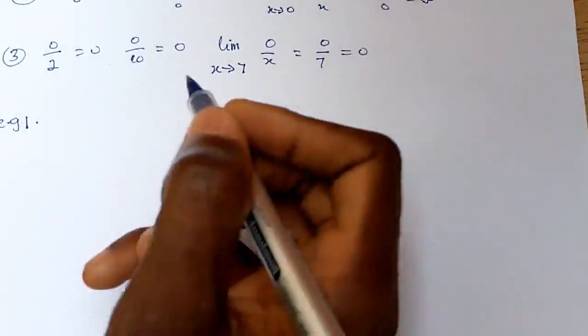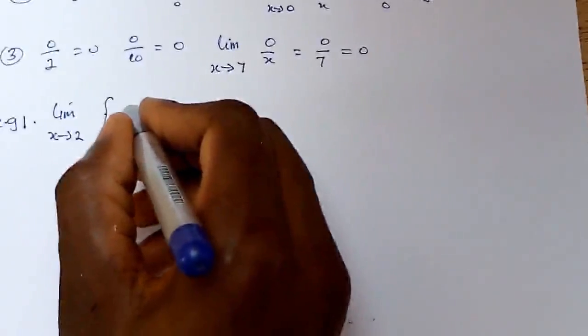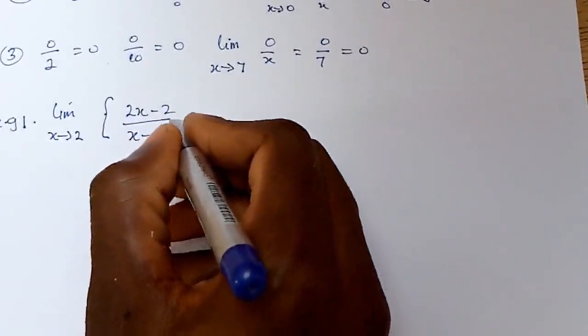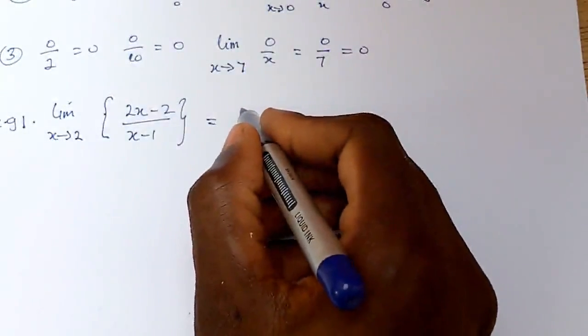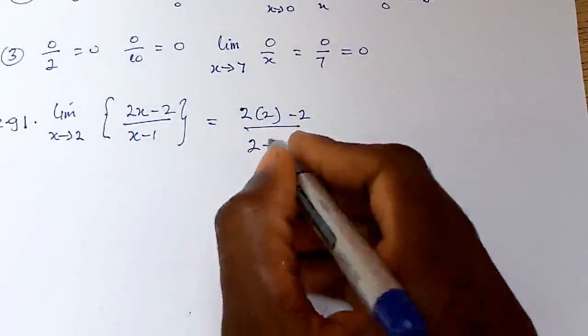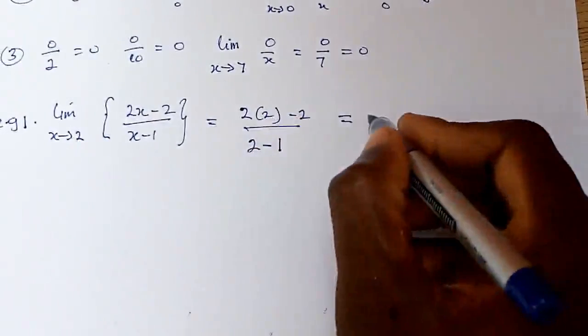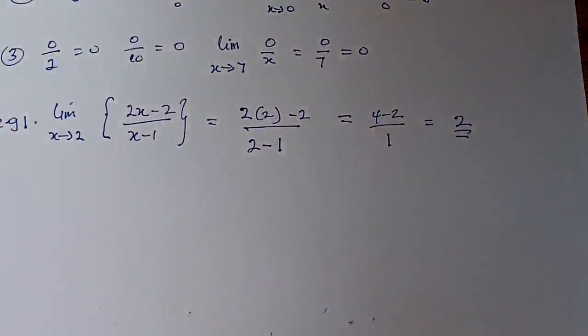So we are continuing. We are taking an example here to see how we can solve this type of questions. The first example, example 1, is you have a limit as x approaches 2 of 2x minus 2 over x minus 1. All that we need to do is simply replace x by 2. So I'm going to get 2 times 2 minus 2 all over 2 minus 1. So 2 times 2 gives us 4 minus 2 over 1, which will give us 2 finally. So this is how we deal with a question like this.